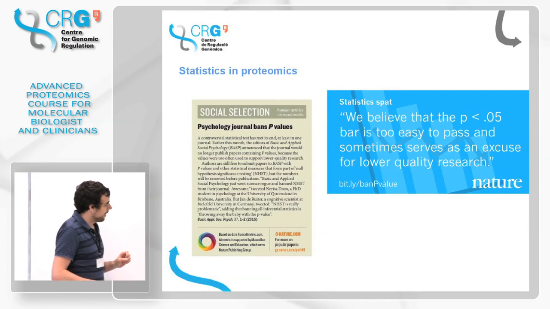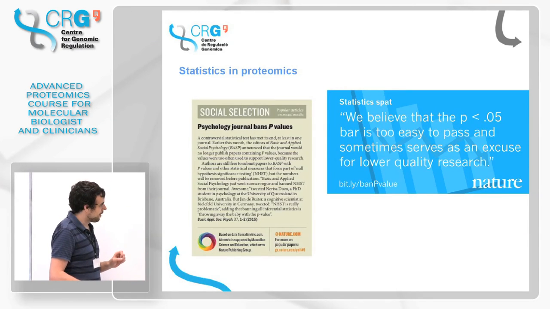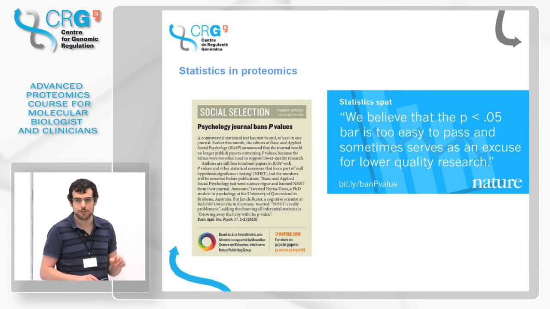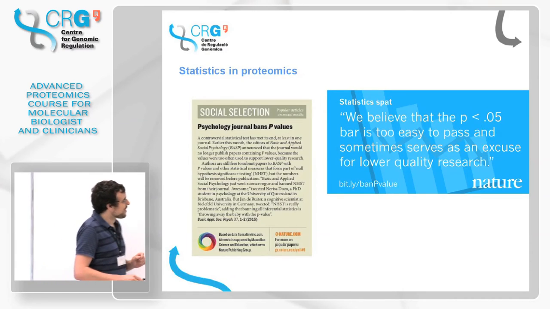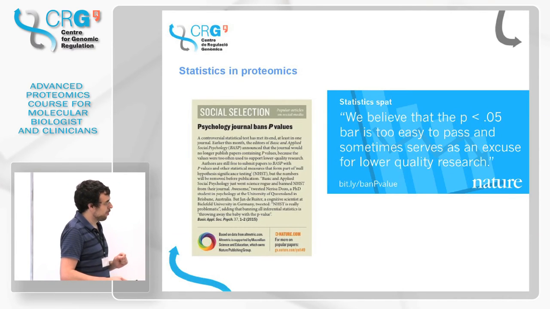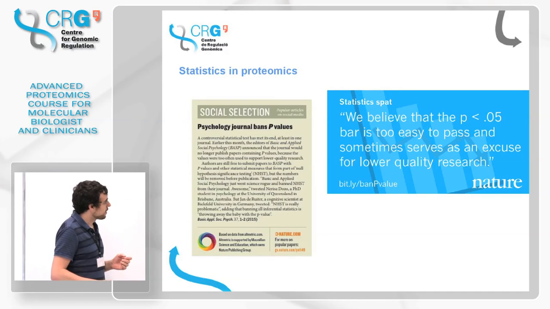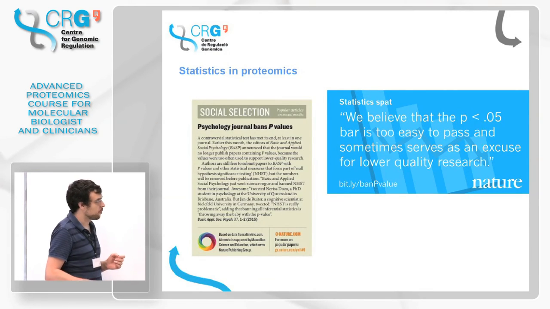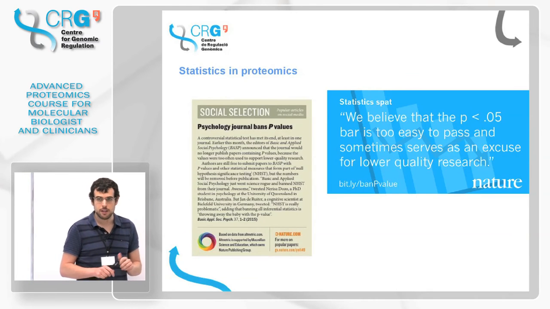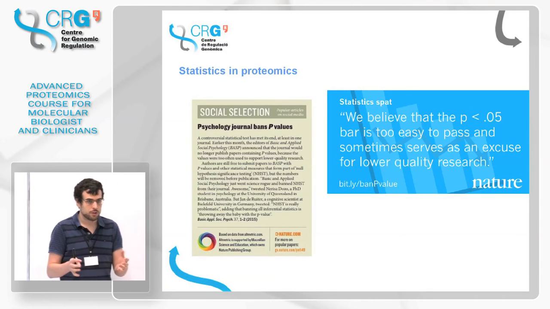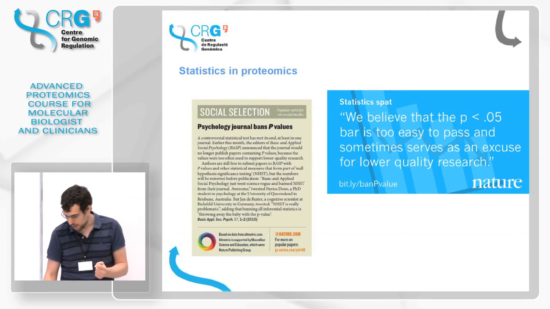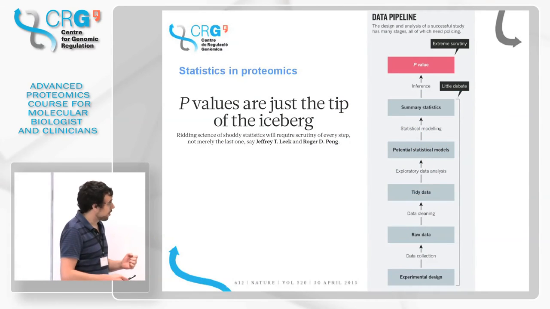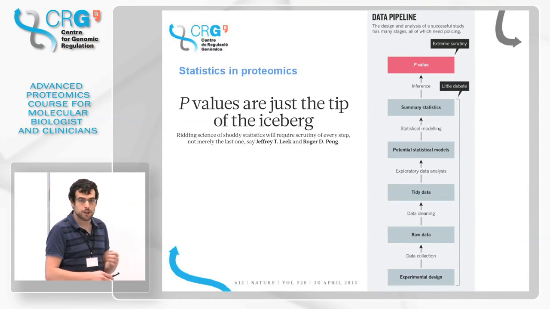And Nature comments, so there is a comment in Nature regarding this ban on p-values, which was also a trending topic on Twitter, that we believe that a p-value of 0.05 or 0.01 is too easy to pass and sometimes serves as an excuse for lower quality research. In a lot of journals, people are very strict on seeing whether this p-value is significant or not. And actually, p-values are just the tip of the iceberg of the whole process.